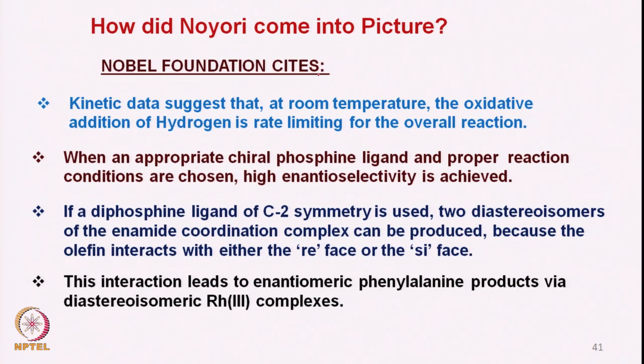Now, how did Noyori come into the picture? The Nobel Foundation cites that the kinetic data suggests that at room temperature, the oxidative addition of hydrogen is rate limiting for the overall reaction.